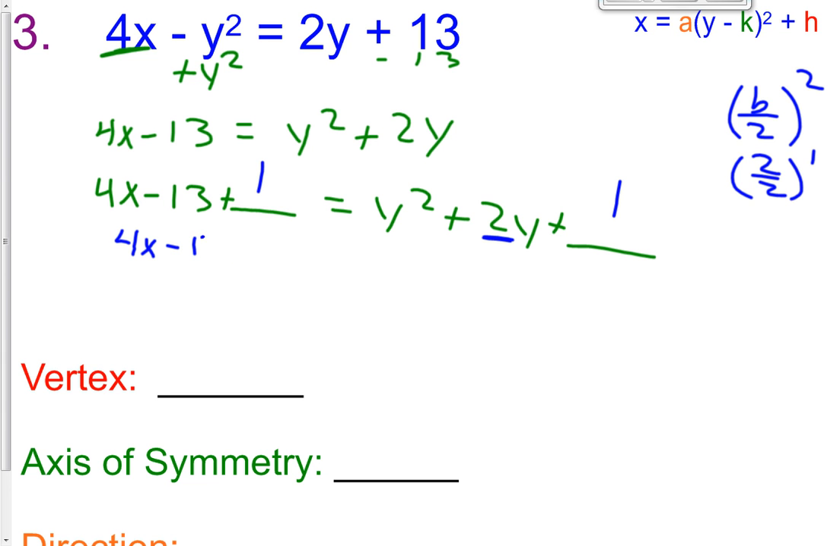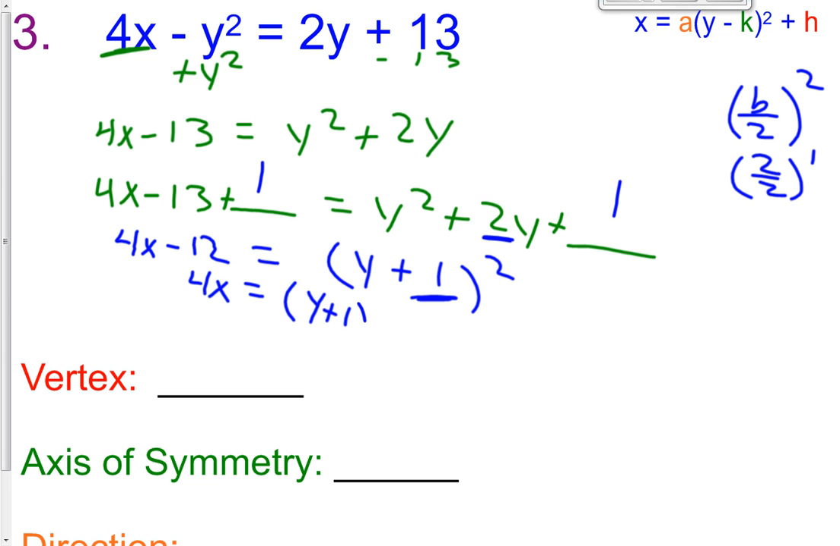So we end up getting this then. 4x minus 12, because a negative 13 plus 1 is negative 12, that equals a binomial squared. That binomial is going to have a positive sign in it, and it's going to be y plus 1. It's going to be b divided by 2 for that second term in the binomial. We're going to add 12, so 4x equals the quantity y plus 1 quantity squared plus 12.